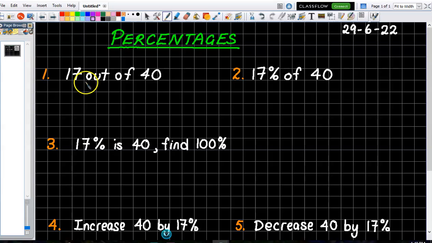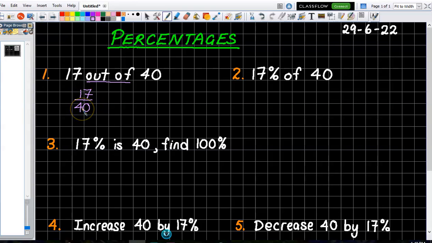So when you've got 17 out of 40, and I hope nobody gets 17 out of 40 for an assignment or a test, how would the teacher write that? I don't write it in words, do I? Over, that's right. So I would write this as 17 over 40. That line means divide. We want to change that to a percentage. So how do we do that?